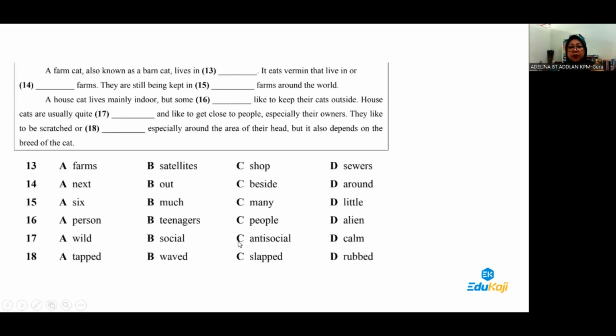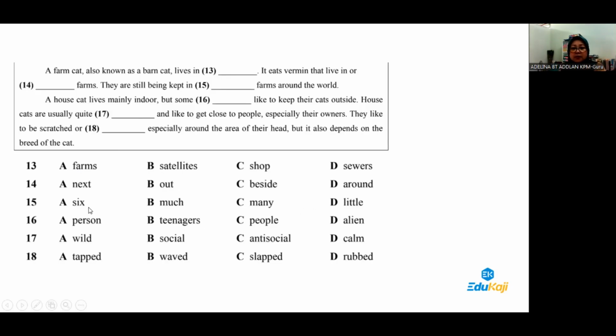Okay. Alright. Then for number 13, again, this is a vocabulary. Tells you about the places. So if you're talking about the place where cats live, you can see that there are choices there. Farms, satellites, shops, and silos. Where is it? Okay, then number 14, next, out, beside, around. This is conjunction, and this is a preposition. We're talking about the positioning.